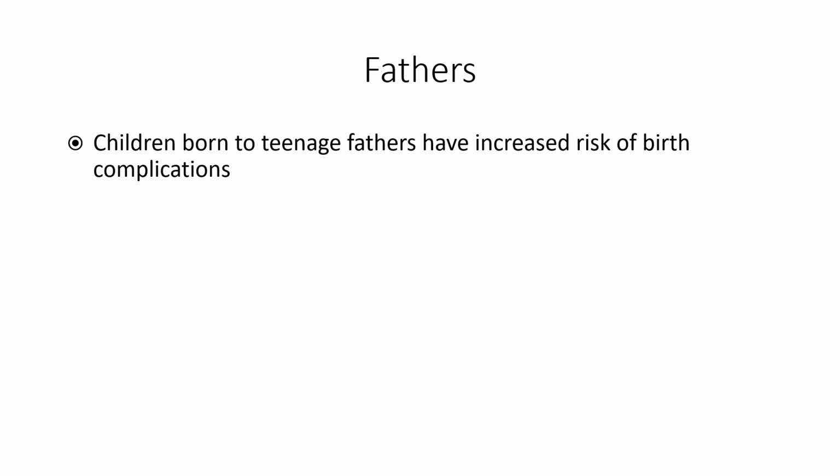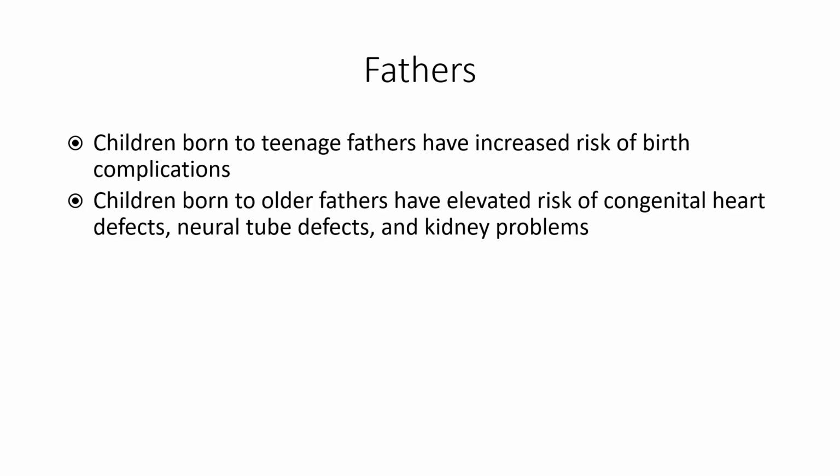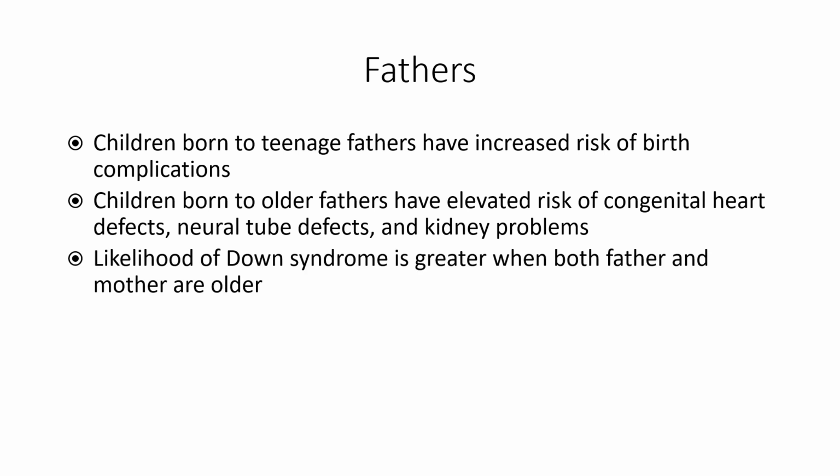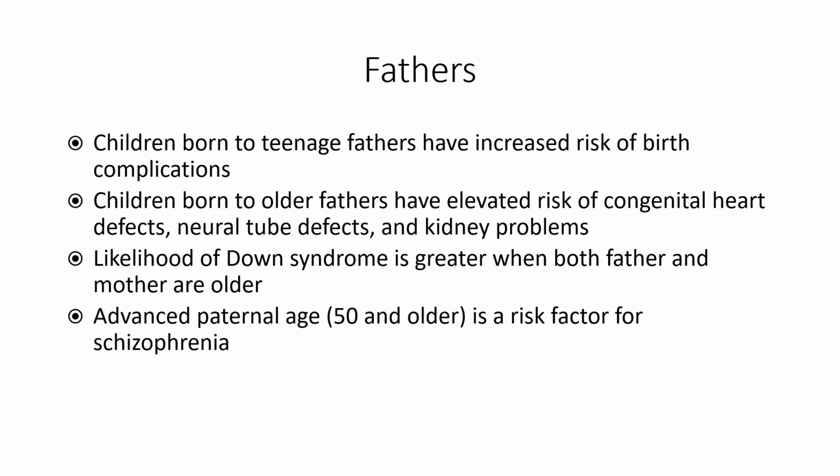Conversely, for fathers, children born to teenage fathers have increased risk of birth complications, again for the same reason as teenage birth mothers, because of lack of resources and lack of going to the doctor. Children born to older fathers have an elevated risk of congenital heart defects, neural tube defects, and kidney problems. The likelihood of Down syndrome only increases when both the father and the mother are older. If only one is older, the likelihood of Down syndrome doesn't increase. And advanced paternal age is a risk factor for schizophrenia as well. Another one of those risk factors into something we don't know enough about.